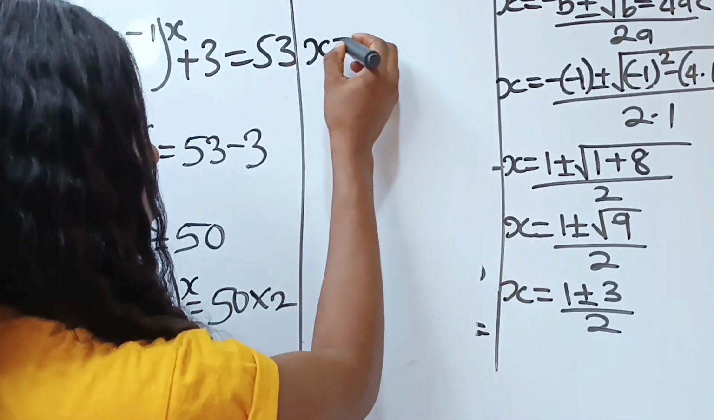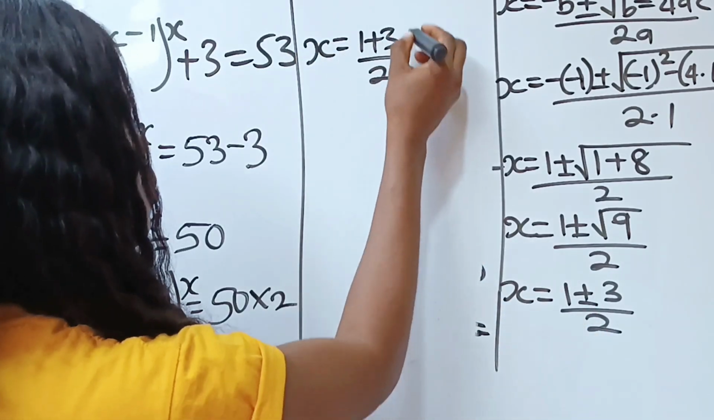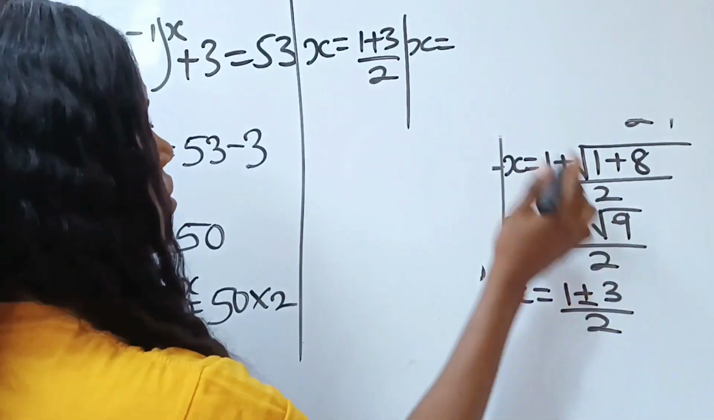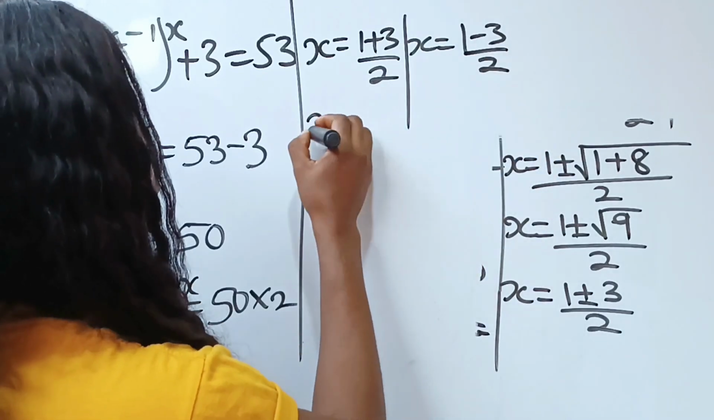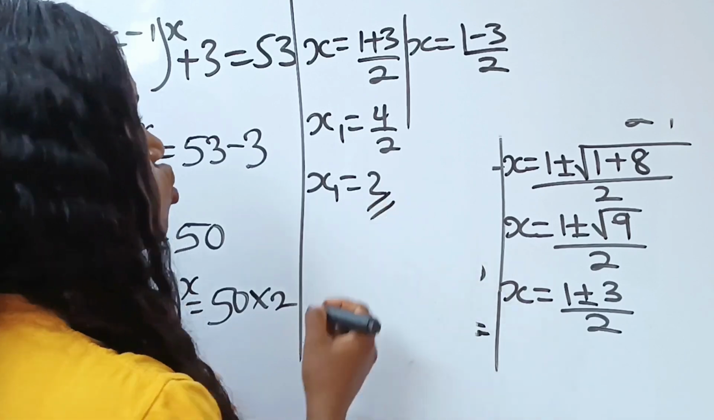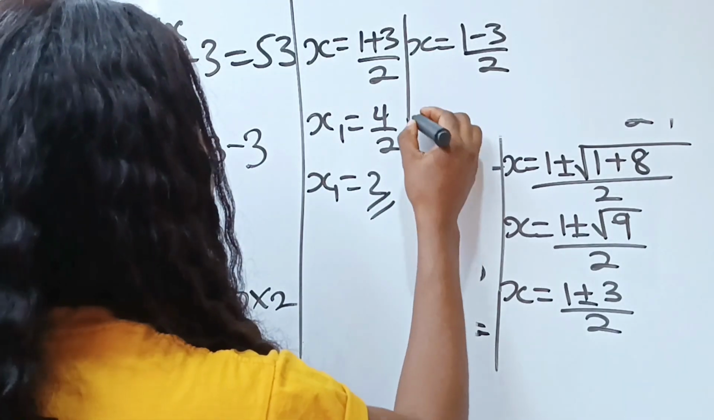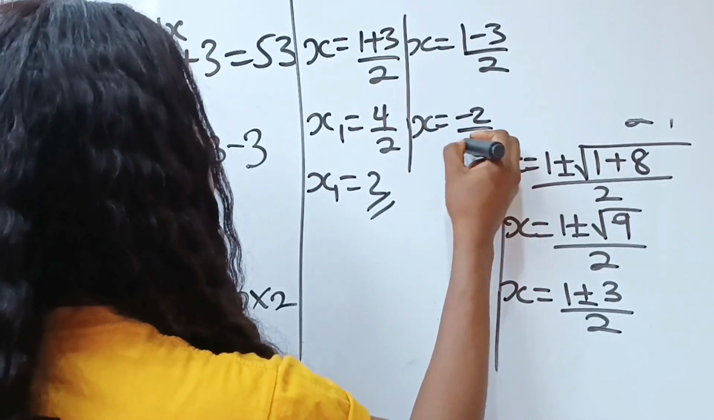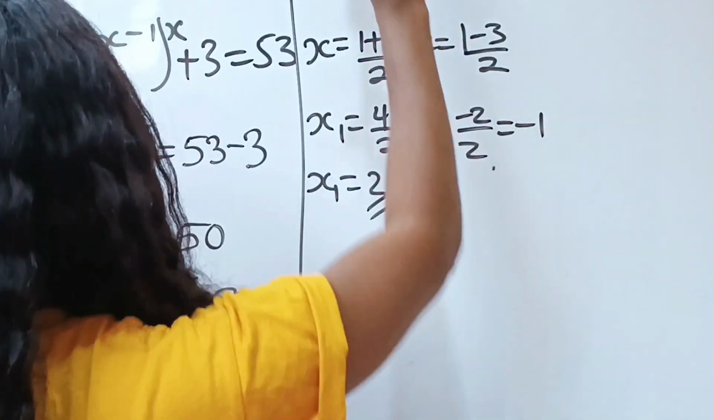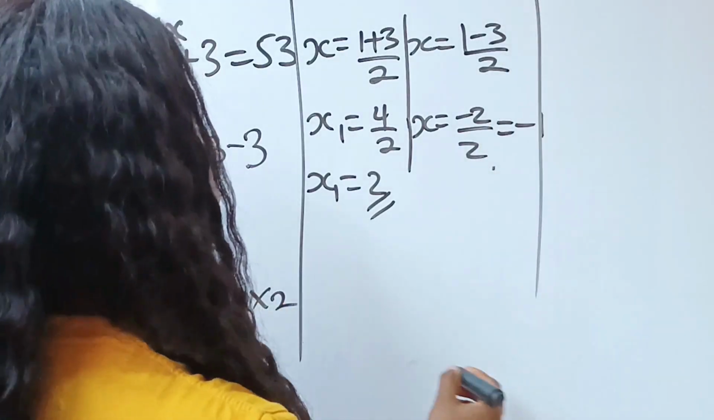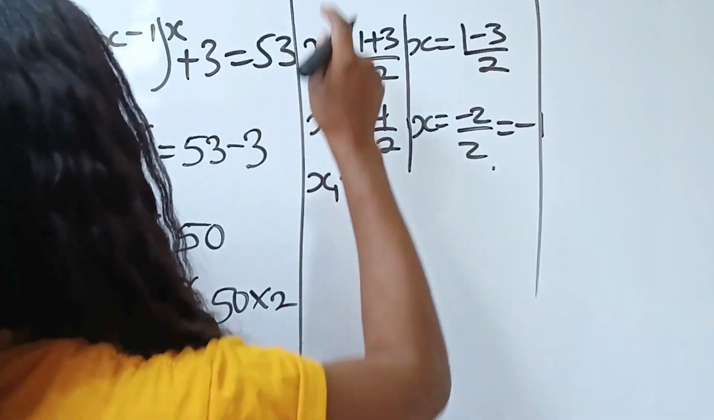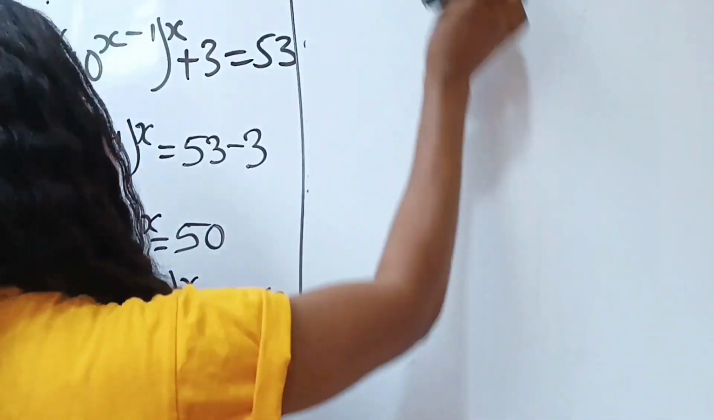So we have x is equal to 1 plus 3 divided by 2, or x is equal to 1 minus 3 divided by 2. So the first value of x is 4 divided by 2, which is 2, right? While the second value of x is equal to minus 2 divided by 2, which is equal to minus 1. Now let's substitute into the question. I'll just write them somewhere, 2 and minus 1, so that I can use them here. That is the value of our x.